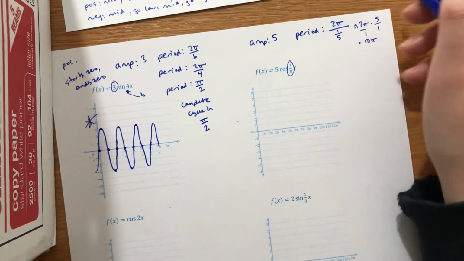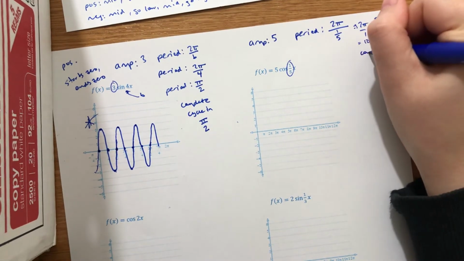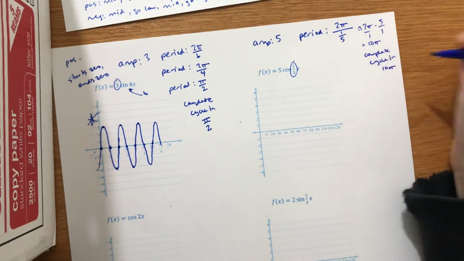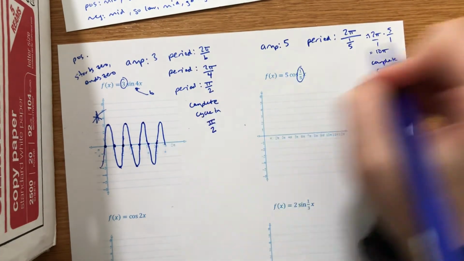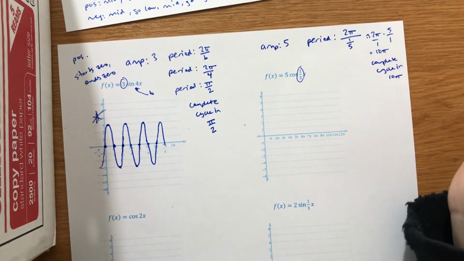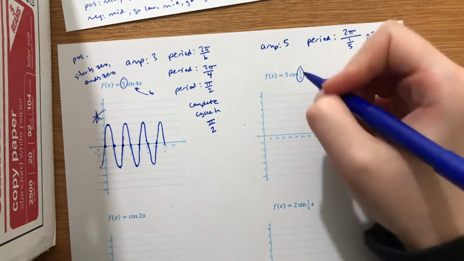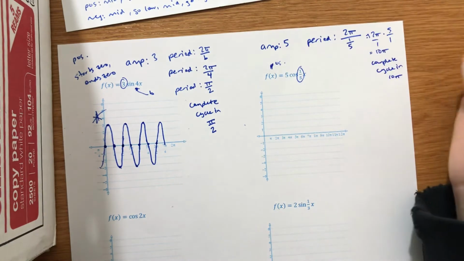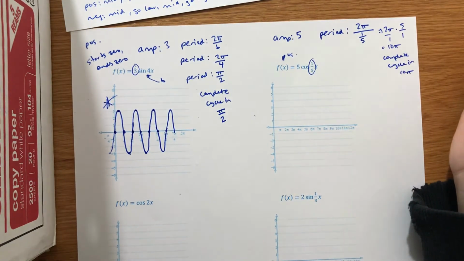So you're going to complete one cycle in 10 pi. So that one's really big. So we have like two extremes here. This one's really small, this one's really big. All right. And cosine is positive. It's a positive cosine. That's good to know.